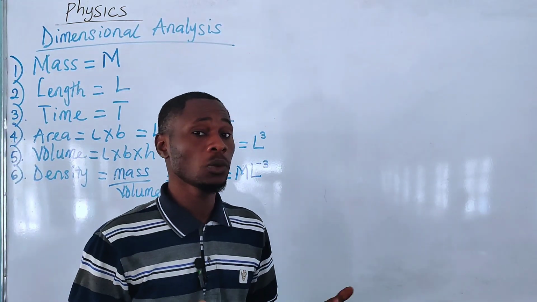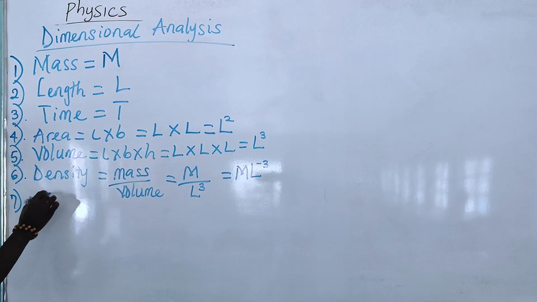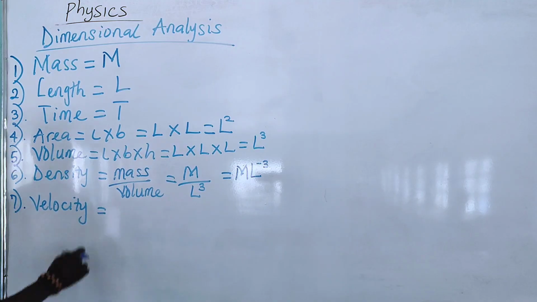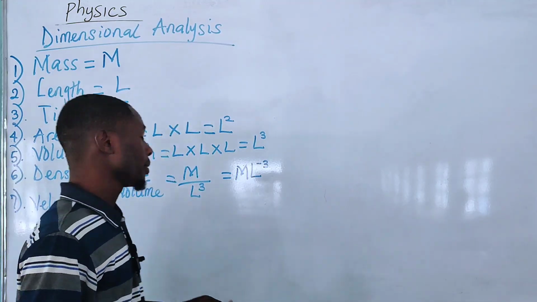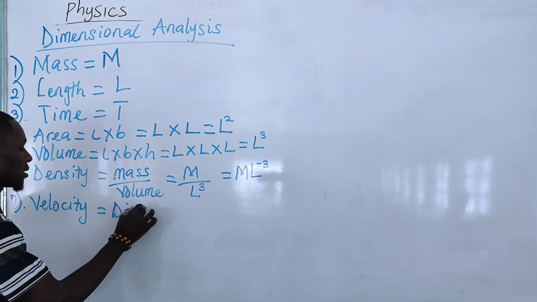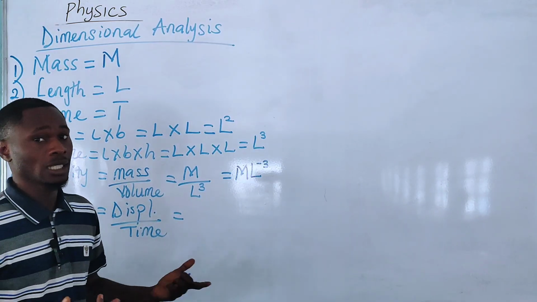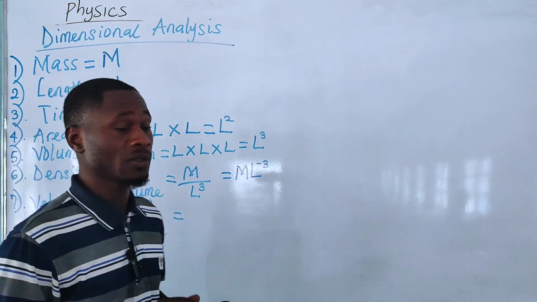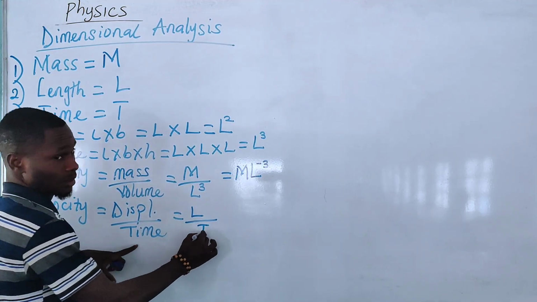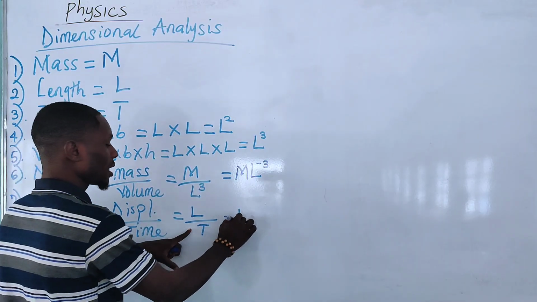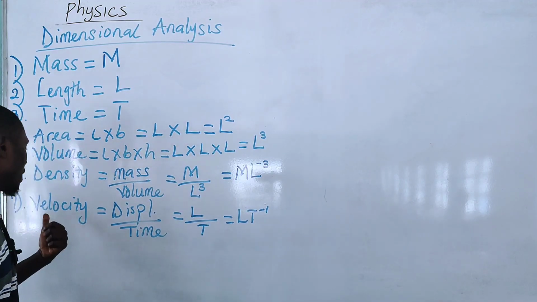Now the next quantity we will be looking at is velocity. Velocity is defined as the rate of change of displacement with time. So it is displacement over time. The dimension of displacement is length. So it is L over time, which is T. So from indices, I can write it as L T to the power minus 1. So that is the dimension of velocity.